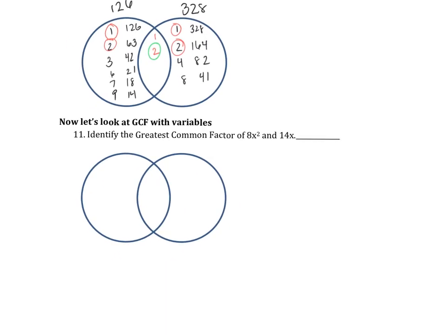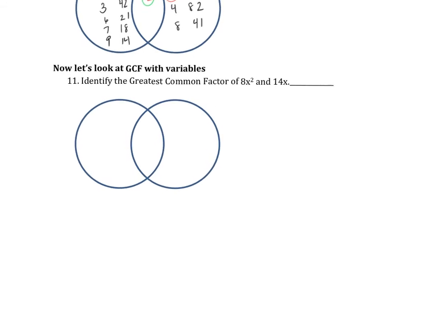Now we're going to do something a little bit different. Now we're going to look at GCF when we have variables. Remember, a variable is like a letter. So X is a variable, Y is a variable. Any letter we use in math is called a variable. Okay, so what you're going to do here, you're going to do the same thing for the number. Okay, so we have 8x squared, and then I'm going to write that in black. It's easier for you guys to see.